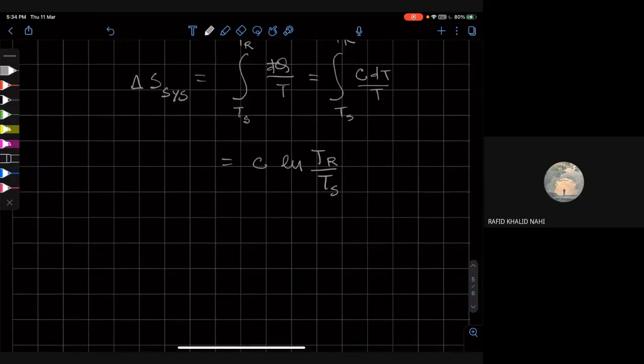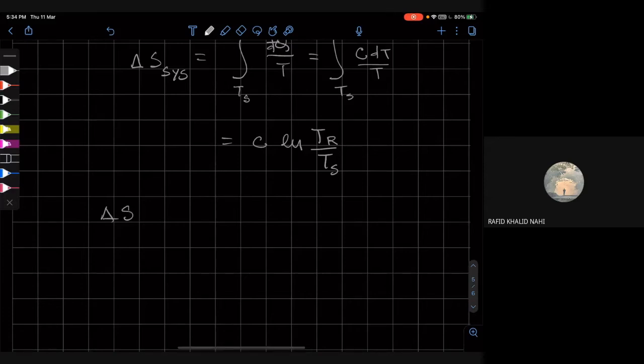So now you can add up the change in entropy. So what is the change in the entropy of the universe?